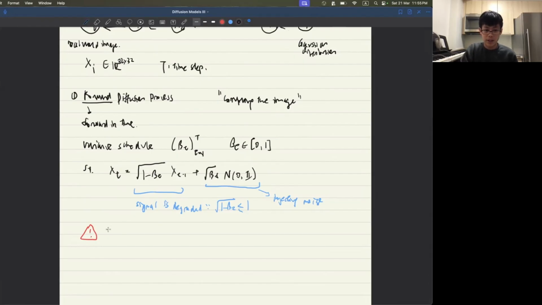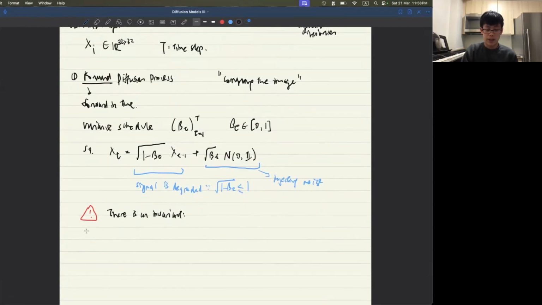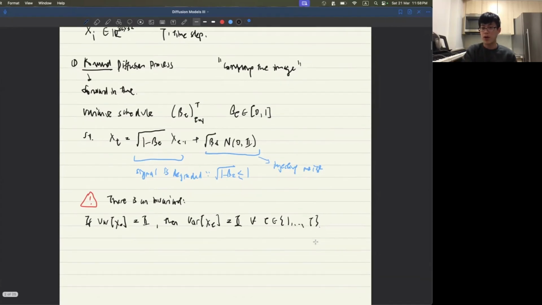There is an invariant, and the invariant is that if the variance of x0 is equal to I, which we can always ensure by scaling our data set, then the variance of xt will be equal to I for all t in 1 to capital T. So what this means is that if we can control the variance of the initial state, we can ensure that the variance of all the intermediate states in our diffusion process will be constant, which is very nice for training.